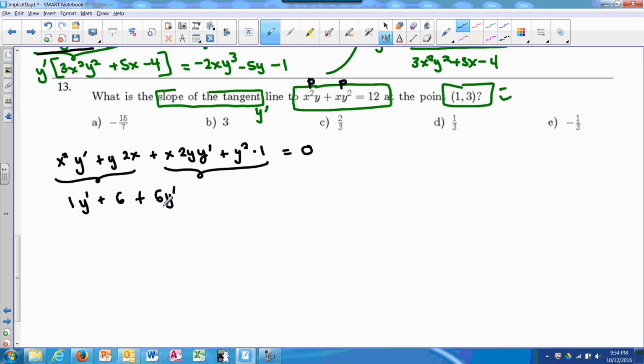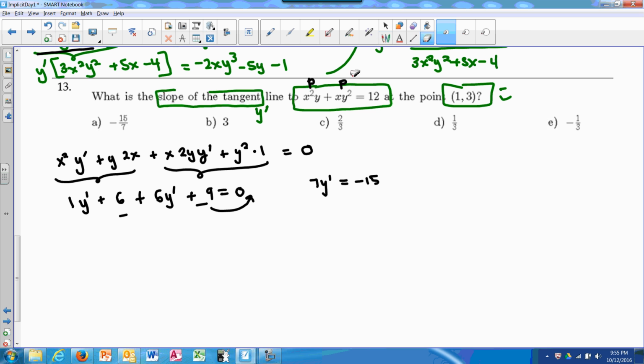We can't combine the non-y primes with the y primes. You've got to be very careful. And then y squared is 3 squared, so 9. And then we're still equal to 0. So that means if I collect on the left-hand side, I have 7 y primes. I move the 6 and the 9 across the equals, puts a negative 15 on the right-hand side. So y prime is equal to negative 15. Oh, my pen's going a little crazy. Give me a second. I can fix it. So my y prime is negative 15 divided by 7. A.